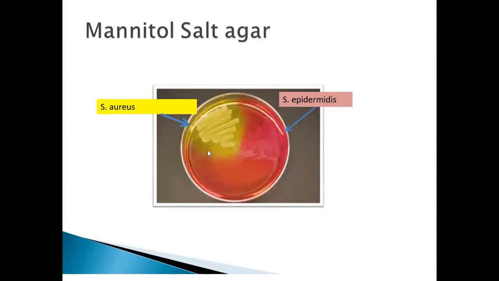It's a biochemical feature of Staphylococcus aureus. Unlike Staphylococcus epidermidis and all other Staphylococci, they are not able to ferment mannitol. That's why they grow with a red color, without changing the color of the mannitol salt agar.